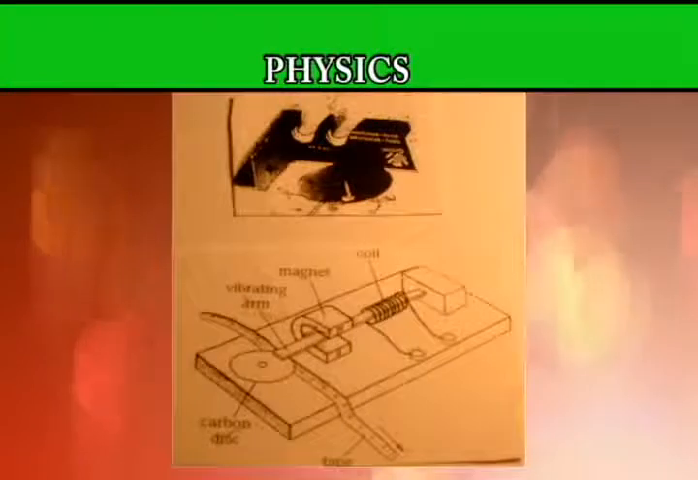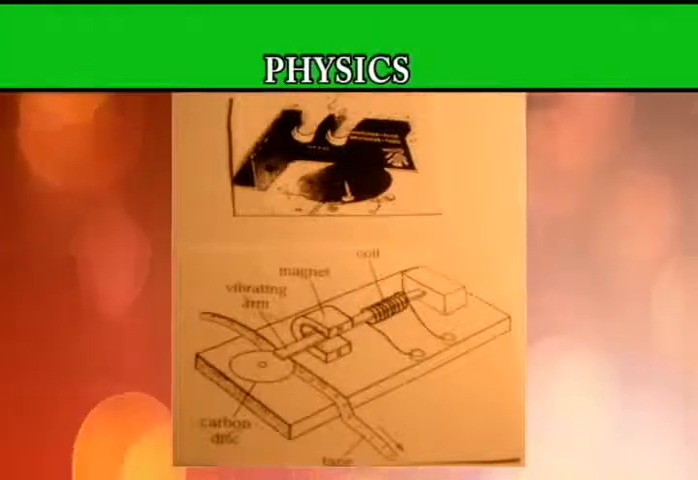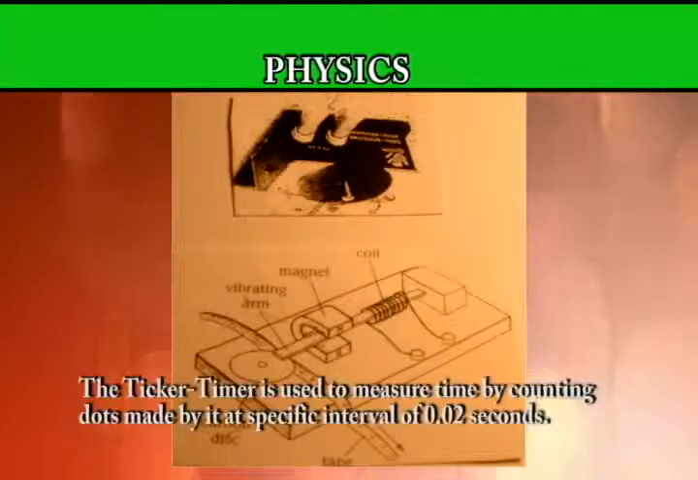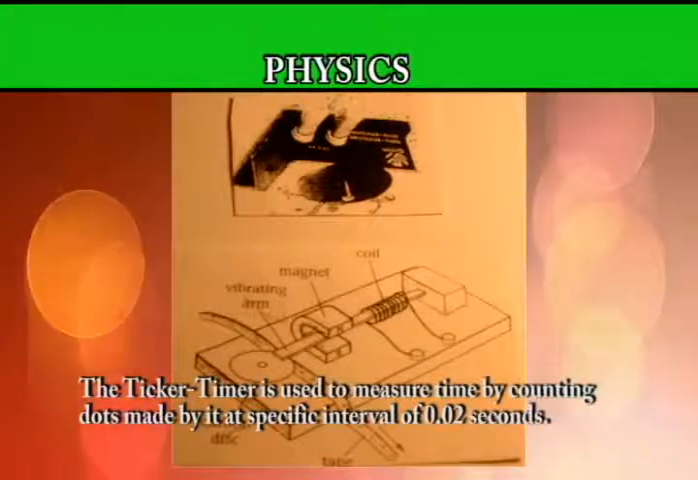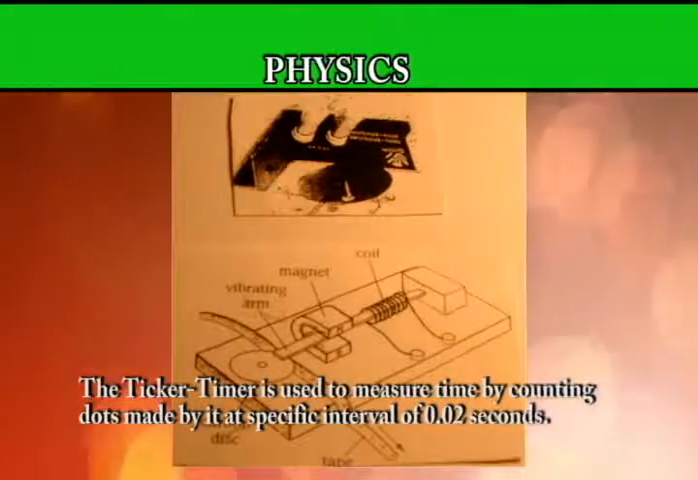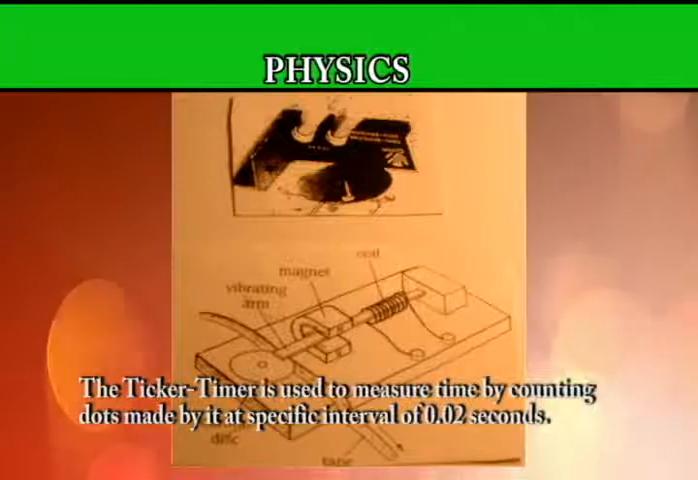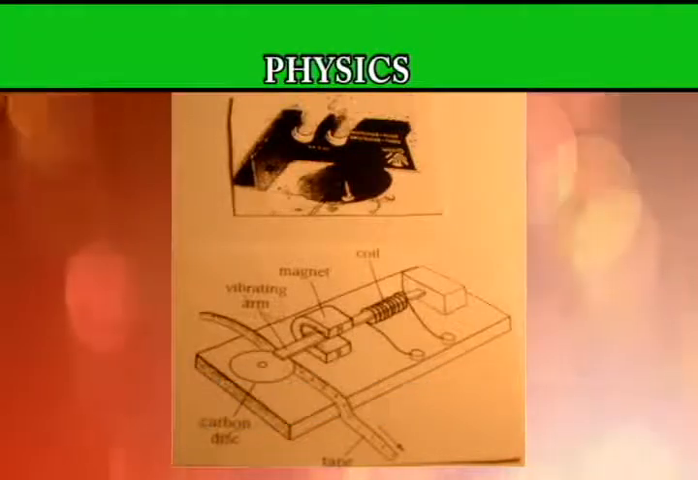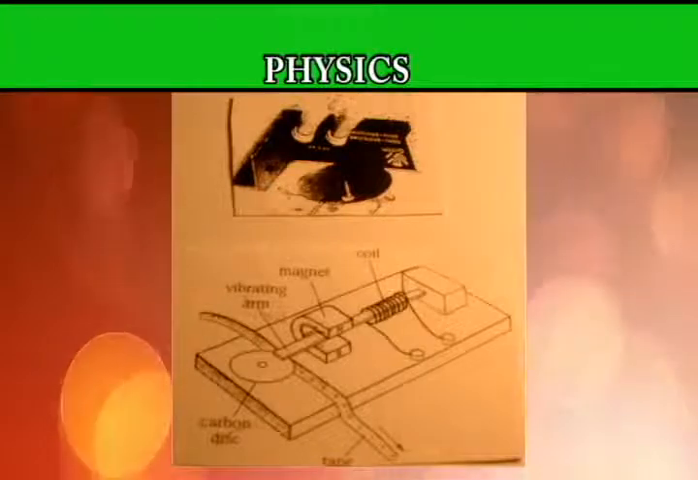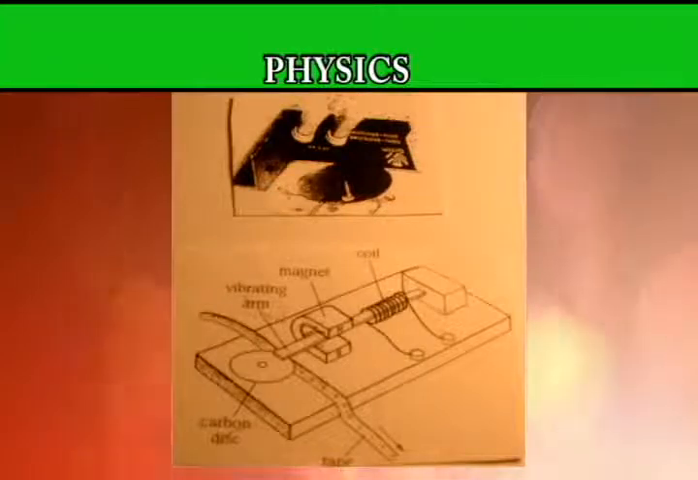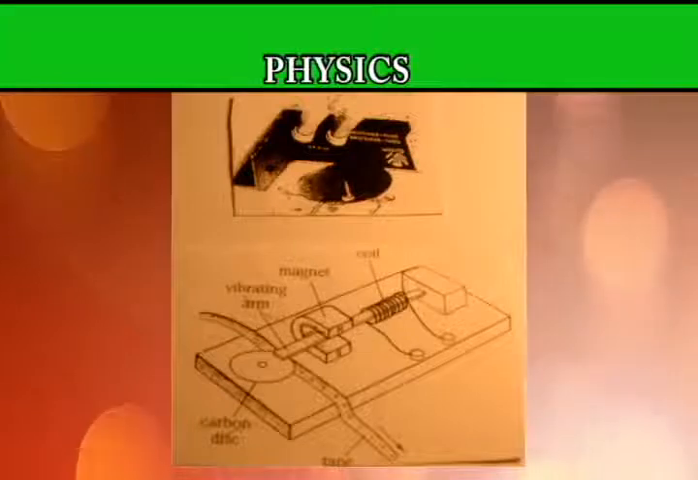Diagram of apparatus. One important component of the apparatus is the ticker timer. The ticker timer is used to measure time by counting dots made by it at specific intervals of 0.02 seconds. The main components of the ticker timer include a coil, magnet, vibrating arm, carbon disc, and tape. Let us understand the principle of operation of the ticker timer.